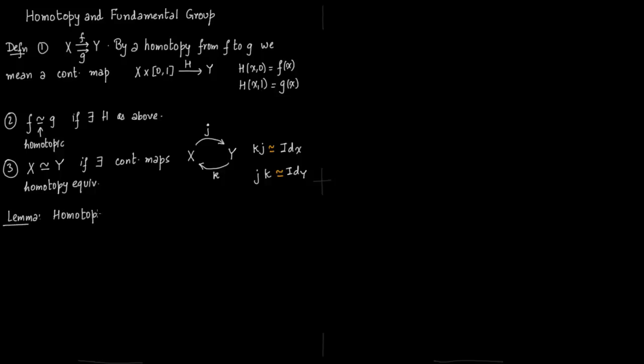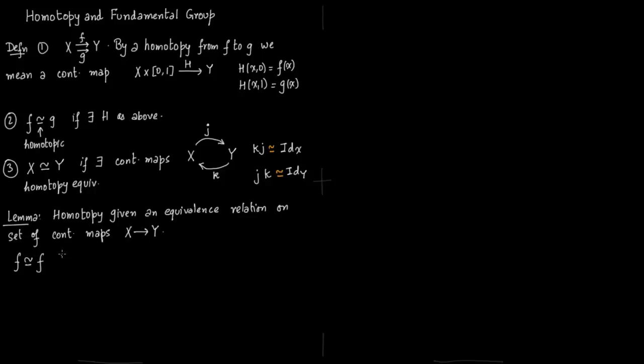Homotopy gives an equivalence relation on the set of continuous maps from X to Y. So homotopy gives an equivalence relation on the set of continuous maps from topological space X to topological space Y. So let us prove this.